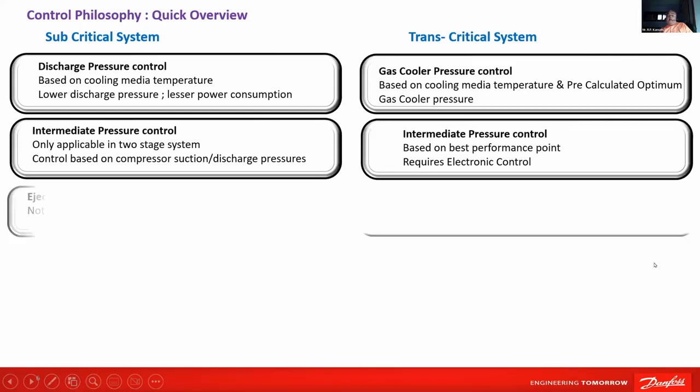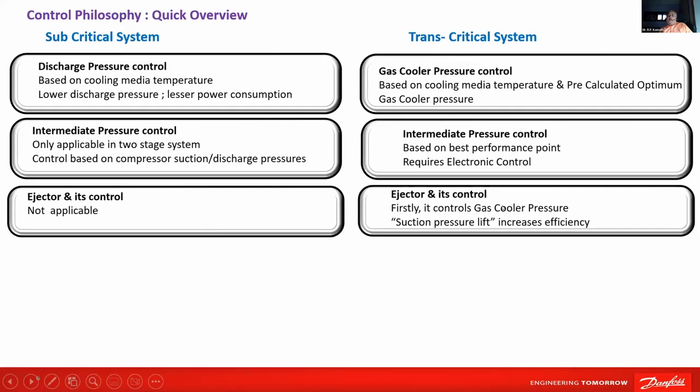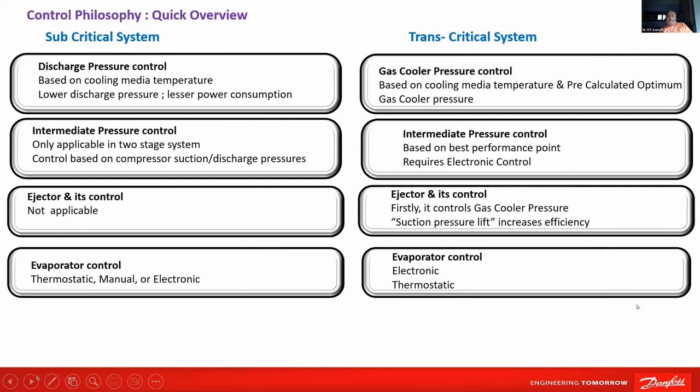Now, ejector is not applicable for subcritical. Fortunately, for transcritical it is applicable. I mean, it is an option available to us to increase efficiency. I'll say a little bit more in the next slides. Evaporator control is more or less the same for subcritical or transcritical. In the evaporator, it was thermostatic, manual, or electronic, and now it is predominantly electronic. Now Danfoss has come up with a solution for a thermostatic expansion valve as well, to bring down the cost for the evaporator.